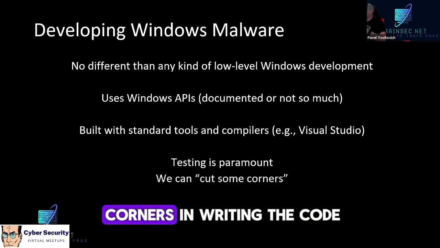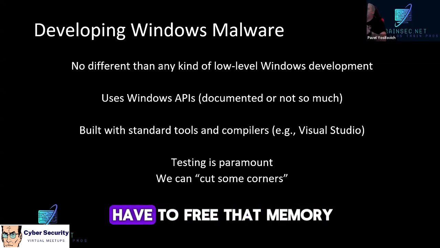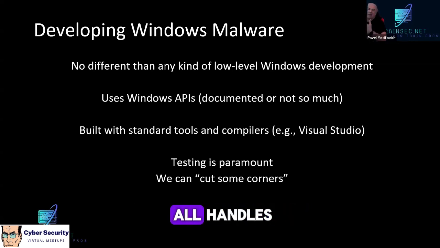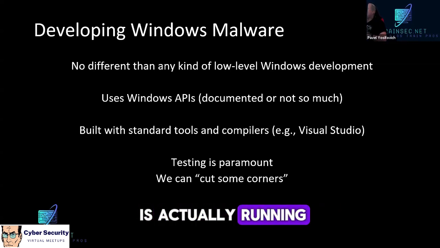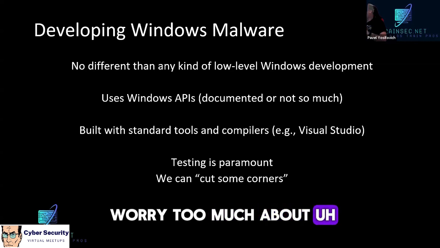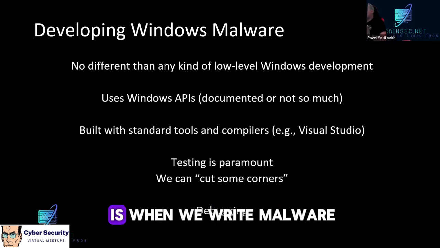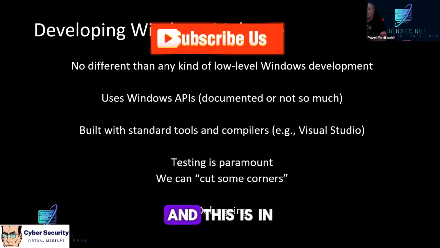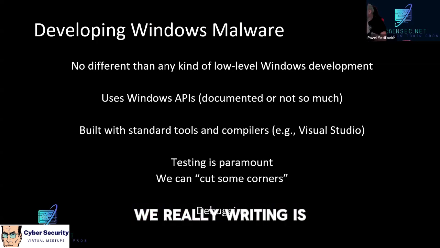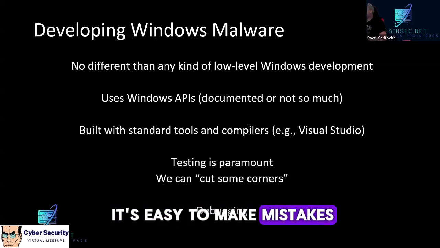We can cut some corners in writing the code. For example, we can allocate memory when we need it, but we don't actually have to free that memory. We don't have to close all handles. That's fine, because usually the malware is short-lived while it's running. You don't worry too much about every little detail, because once the process shuts down, the kernel will clean up everything anyway. And of course, debugging is needed, as when we write malware, the code can definitely have bugs. This is in fact very common, because the code we're writing is usually very intricate and sometimes delicate, so it's easy to make mistakes.